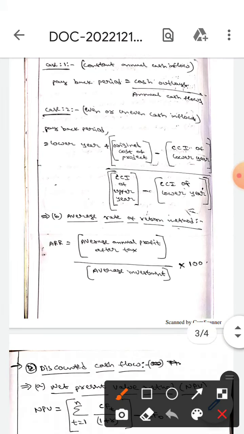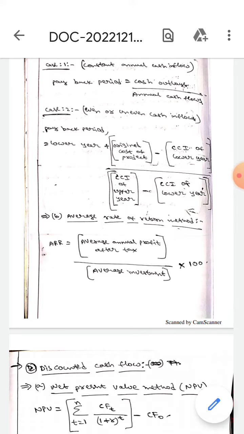The second one is the average rate of return method. Here ARR means average rate of return method, which means the formula is average annual profit after tax divided by average investment into 100.